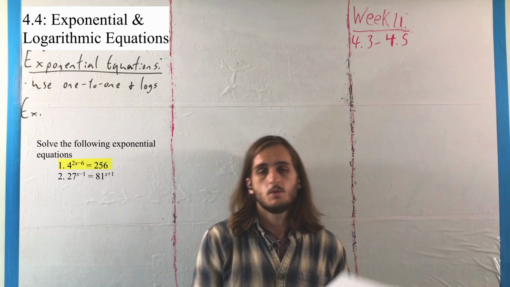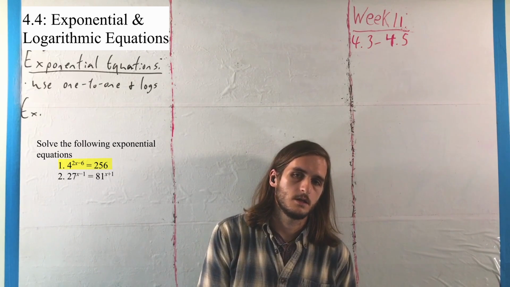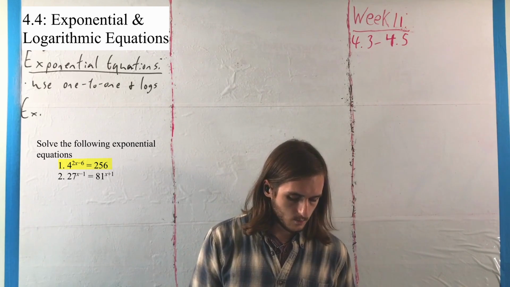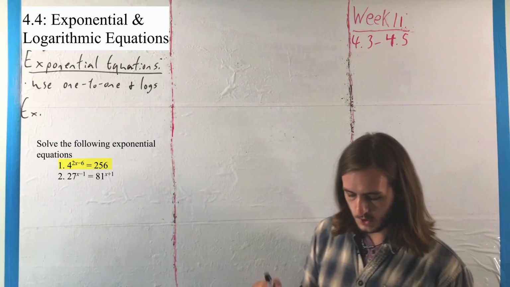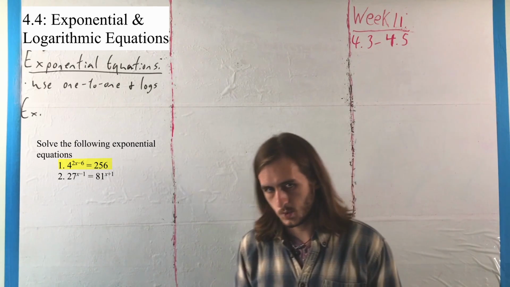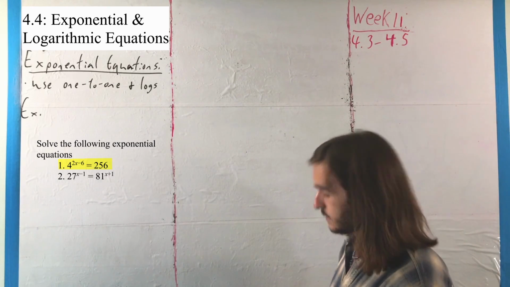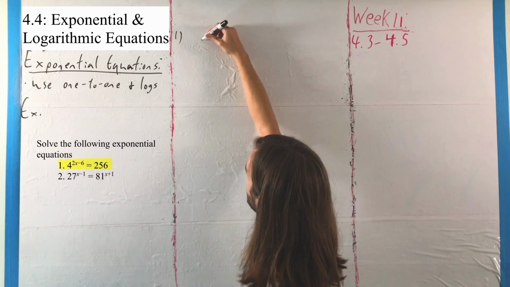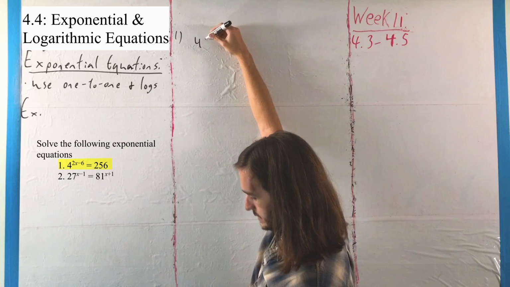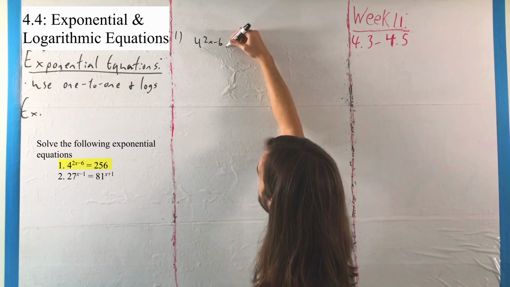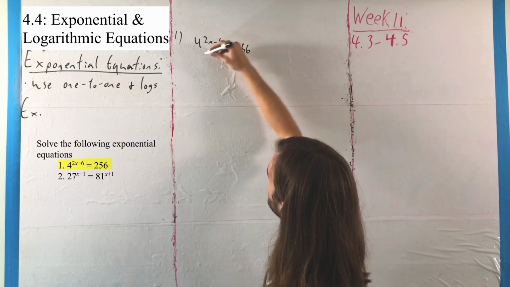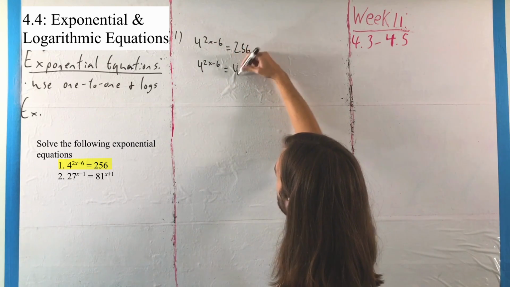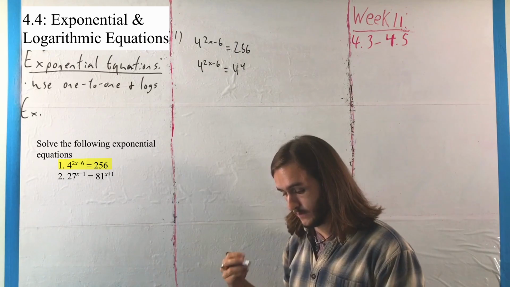So that first case, what we want to do there is think a little bit subtly, think a little bit carefully, and recognize that when we have the 256, that's actually 4 to the 4th power. So, for our first example there, we have that 4 raised to the power 2x minus 6 equals 256 is the same as 4 raised to the power 2x minus 6 is equal to 4 raised to the 4th power.